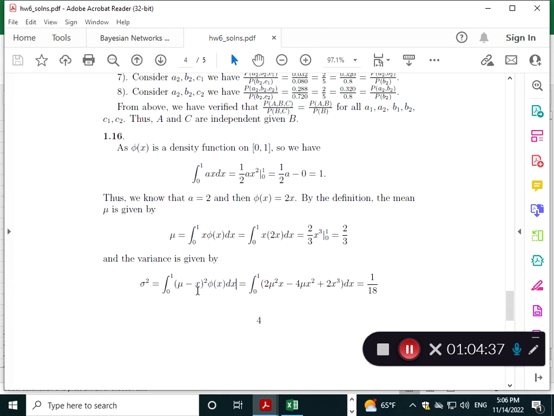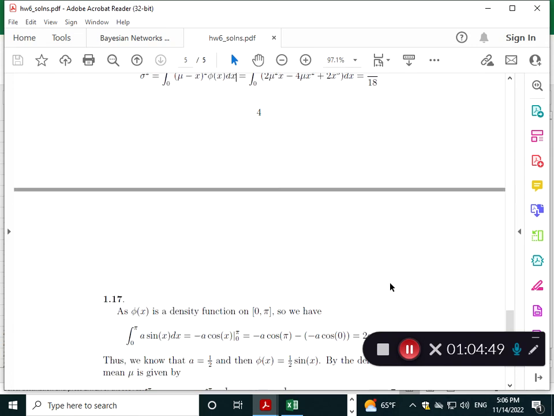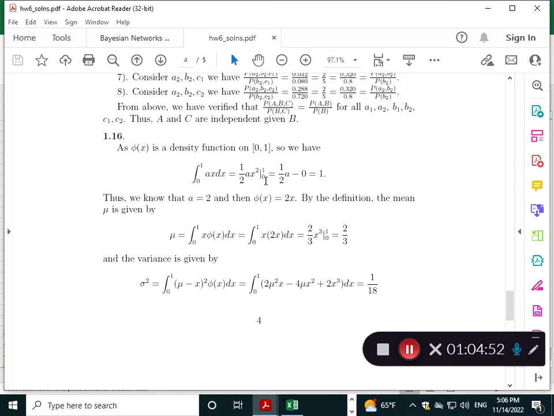It doesn't matter because you square it, right? You square it, so mean minus x or x minus mean, that should give you the variance, okay? So this one I'll just call stat review.